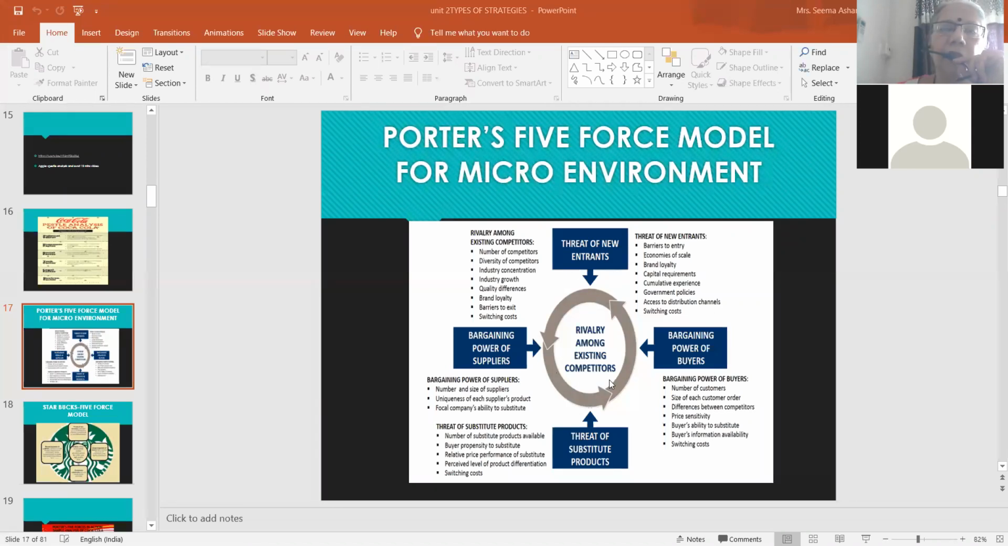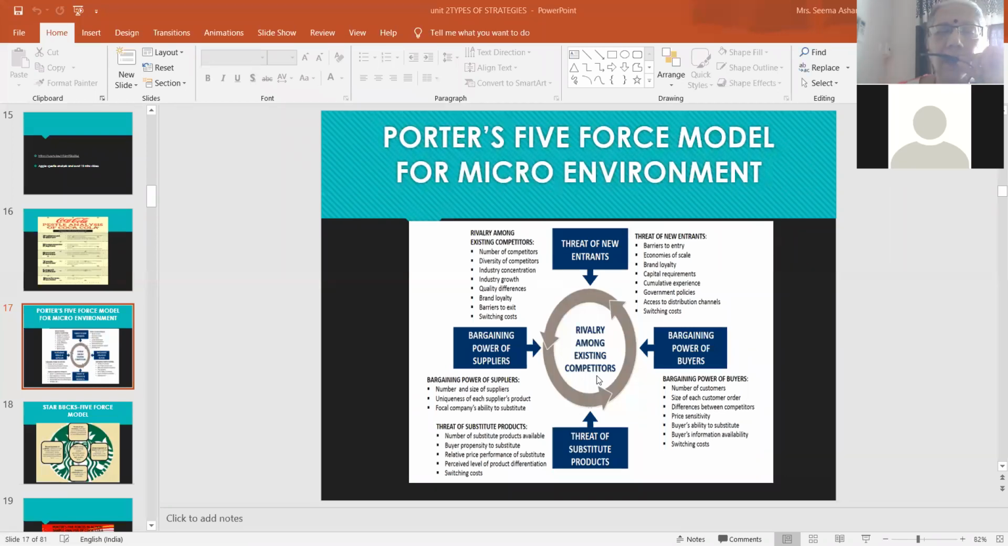I will repeat the five factors given by Michael Porter: bargaining power of suppliers, bargaining power of buyers, threat of new entrants, and threat of substitute products. And the fifth one is rivalry among the existing competitors. So these five factors need to be studied thoroughly by the top management, and according to these five factors, the strategies need to be formulated.